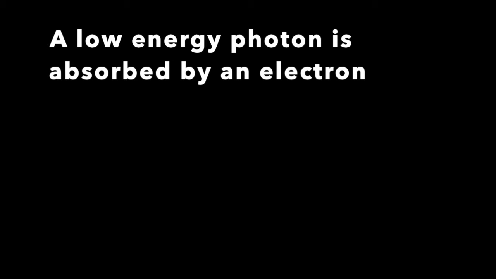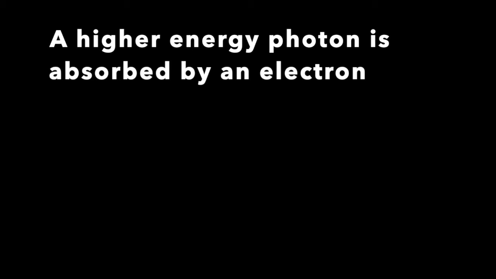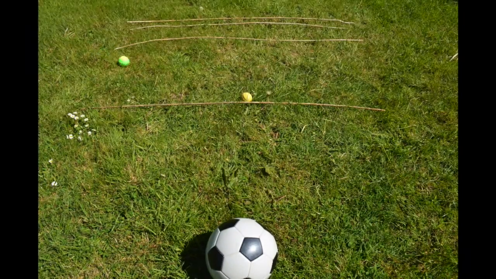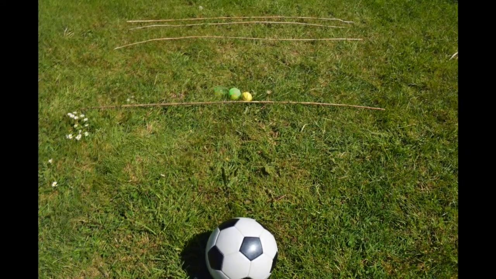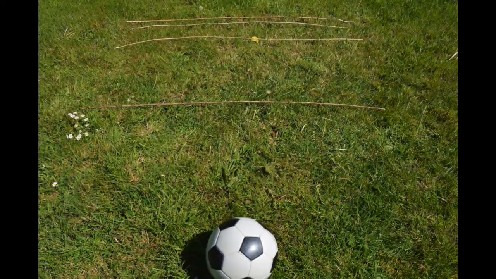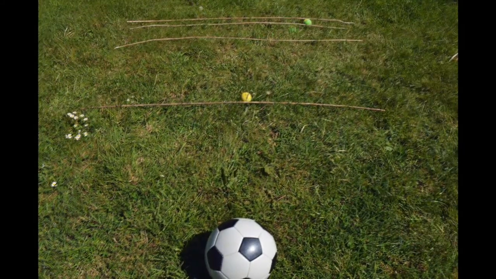So here's an example of how that kind of works in a model with a football for a nucleus and a tennis ball for an electron. So if a low energy photon of light is absorbed by an electron, basically nothing happens. The energy isn't enough to take it up to the next energy level. But if a slightly higher energy photon is absorbed by an electron, the electron does gain enough energy to jump up to the next energy level, where it's in what we call an excited state and will tend to drop back down.